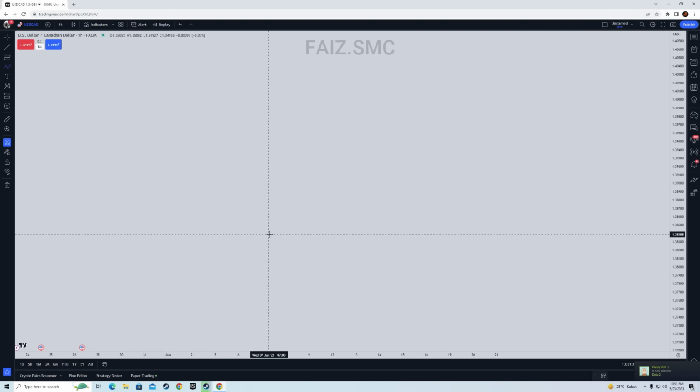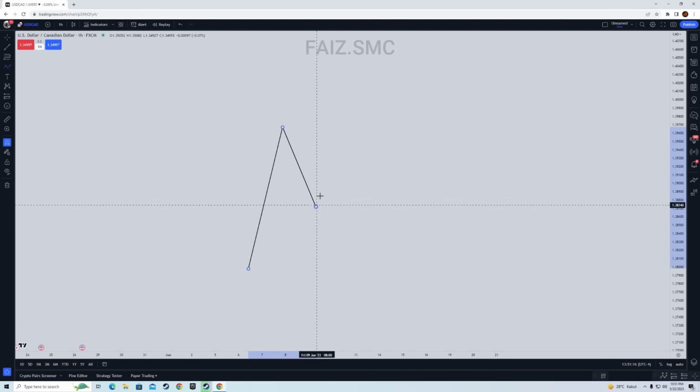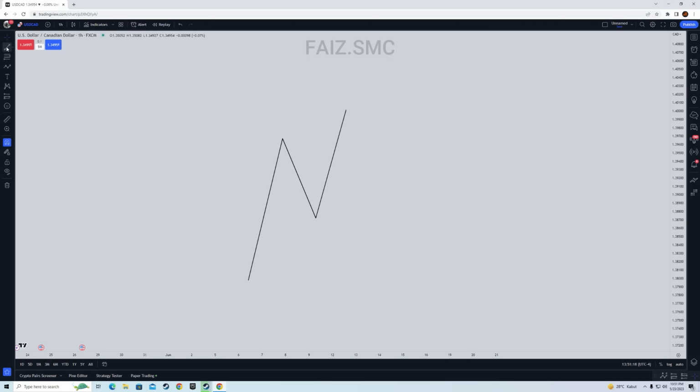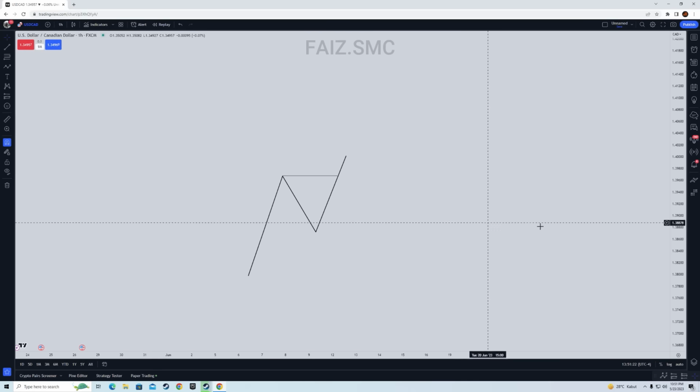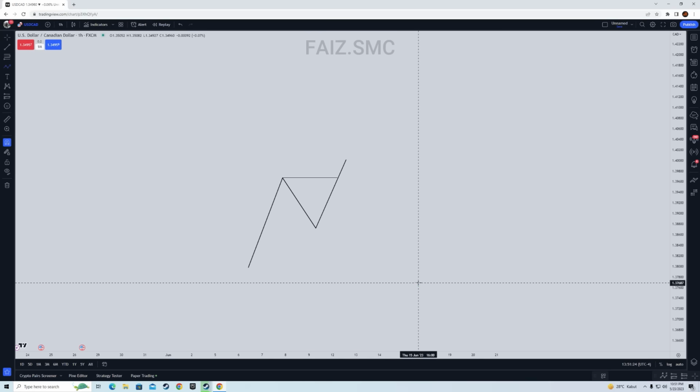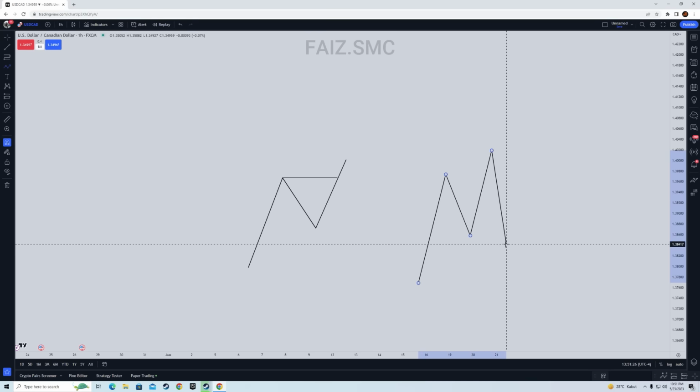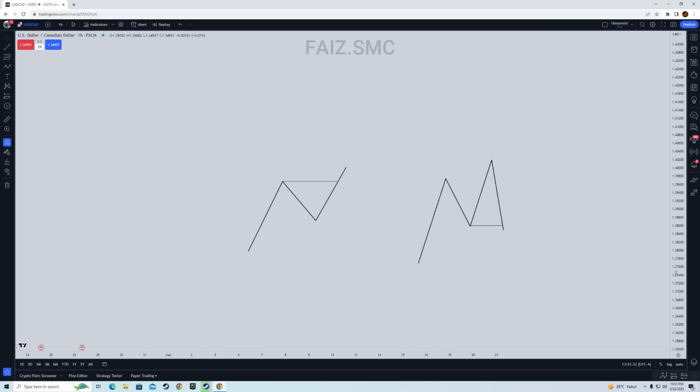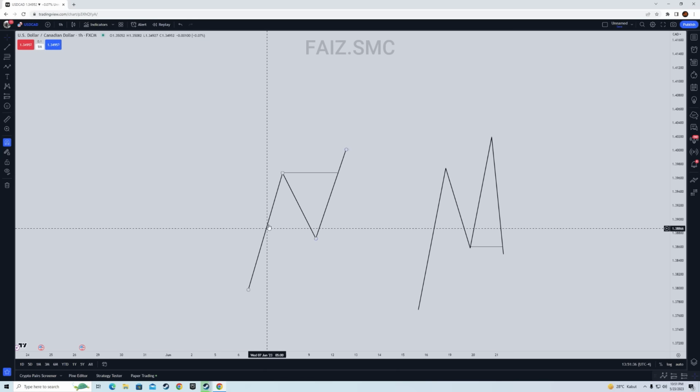So here is the turtle soup pattern. If you have a liquidity sweep of a previous high, or you have a liquidity sweep of a previous low like this, then that is a turtle soup pattern. Okay, so we have two types of patterns as I've shown here. Right here we have a sweep of a previous high, and this is a sweep of a previous low.